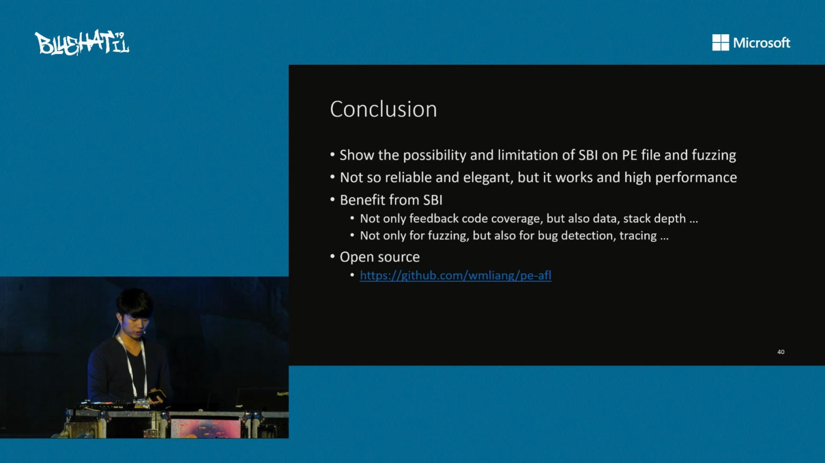And benefiting from the static binary instrumentation, the fuzzer can be improved. Code coverage is not the only thing that you can feed back; you can also feed back the data, memory access, stack diff, or anything you want. And static binary instrumentation is not only for fuzzing, it is also applicable to bug detection or execution tracing.